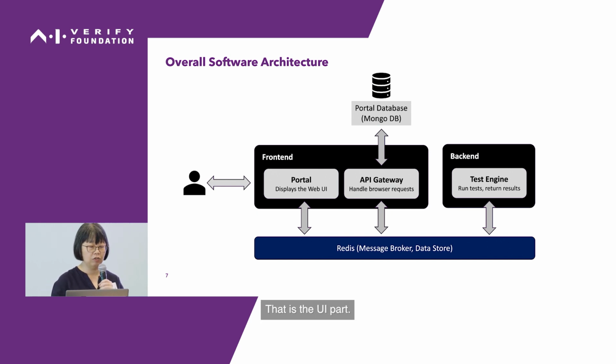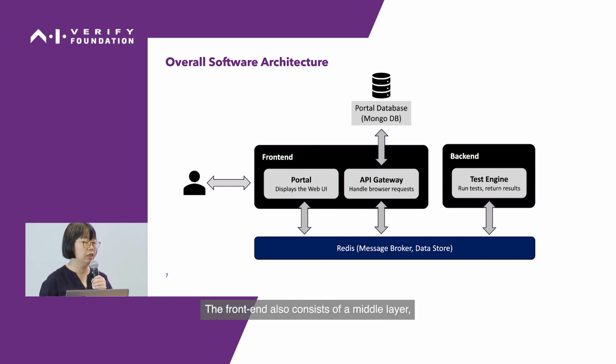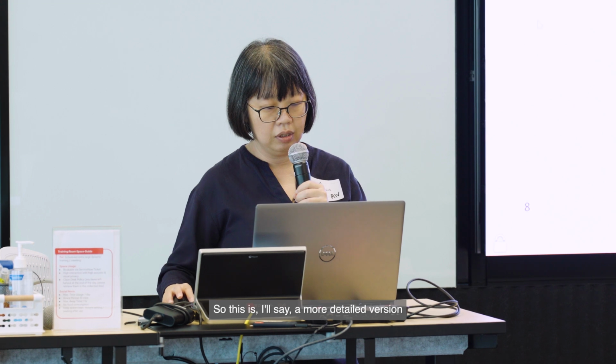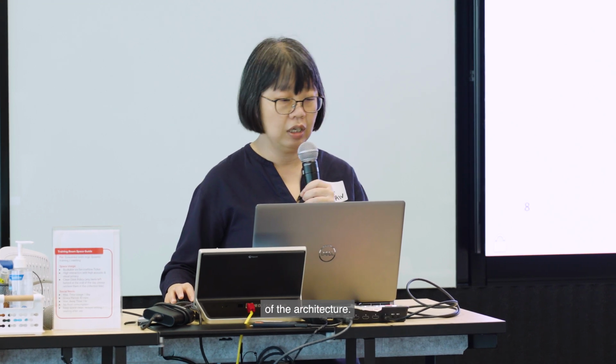The front end also consists of a middle layer, which we call the API gateway, where the actual business logic is being handled. And all three components of the AI Verify toolkit actually communicate using the Redis database. So this is, I would say, a more detailed version of the architecture.